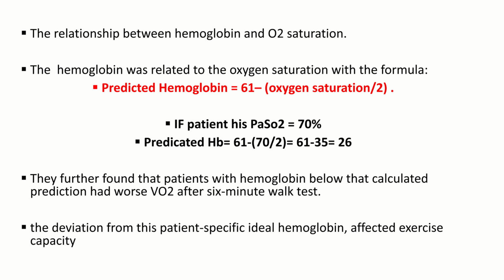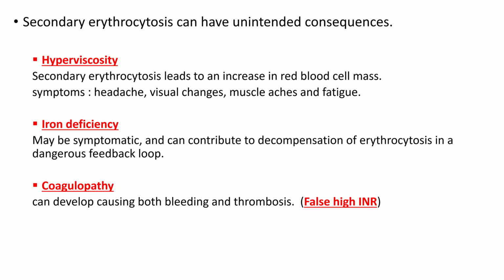They further found that patients with hemoglobin below the calculated or predicted hemoglobin have a worse VO2 after a 6-minute walk test, and the deviation of the patient from this ideal hemoglobin affects their exercise capacity. Secondary erythrocytosis will have consequences, as we said. The three consequences that secondary erythrocytosis has are hyperviscosity, iron deficiency, and coagulopathy.